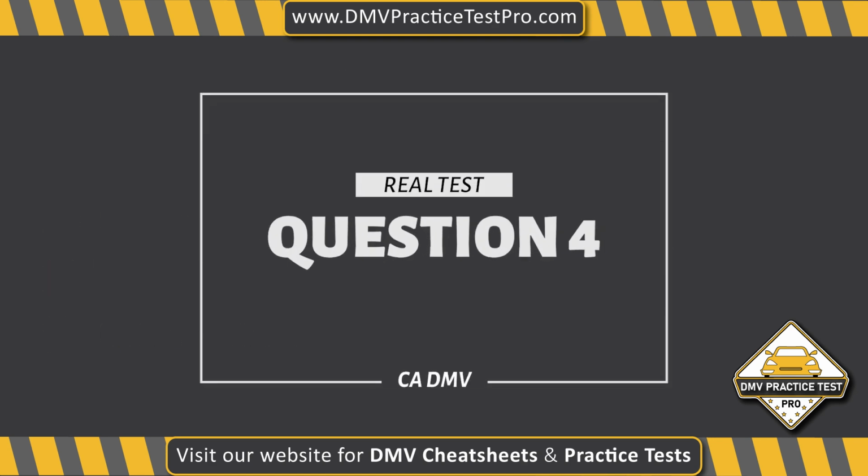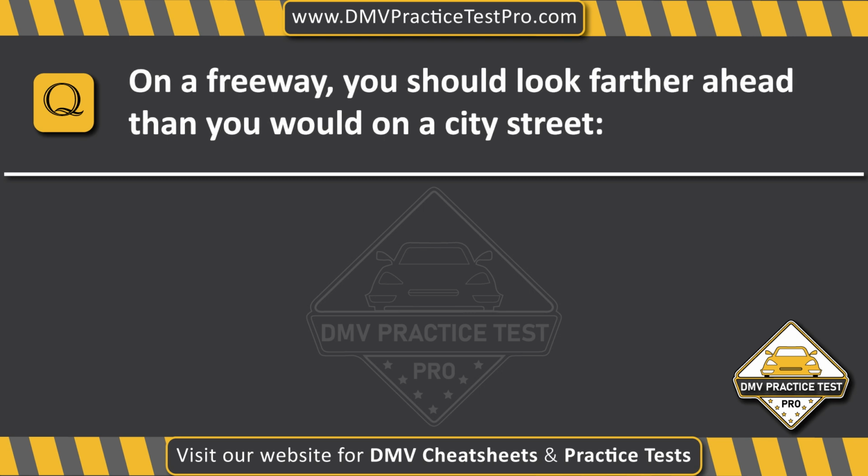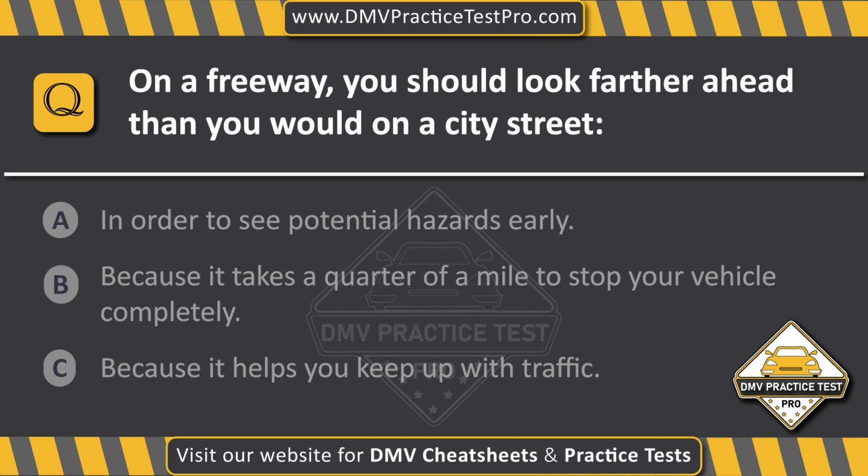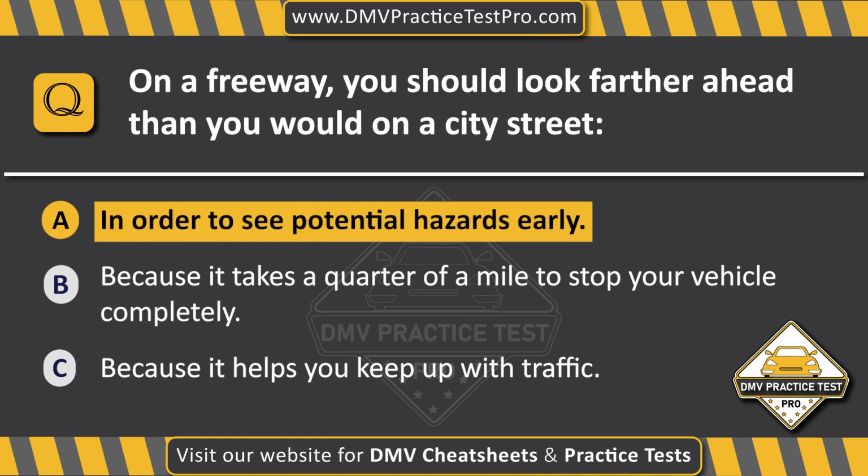Question 4. On a freeway, you should look farther ahead than you would on a city street. Option A, in order to see potential hazards early. Option B, because it takes a quarter of a mile to stop your vehicle completely. Option C, because it helps you keep up with traffic. The correct answer is Option A, in order to see potential hazards early.